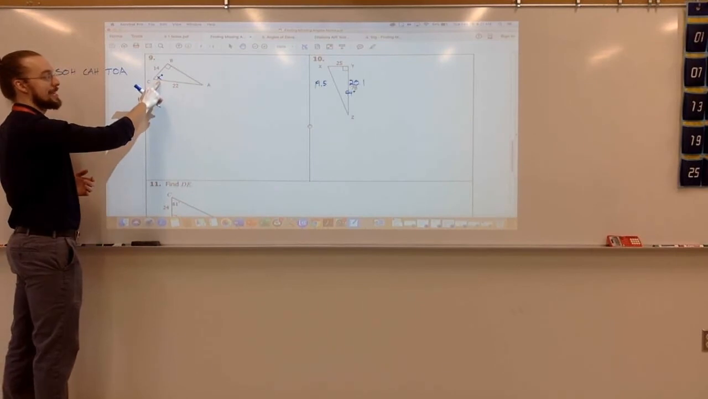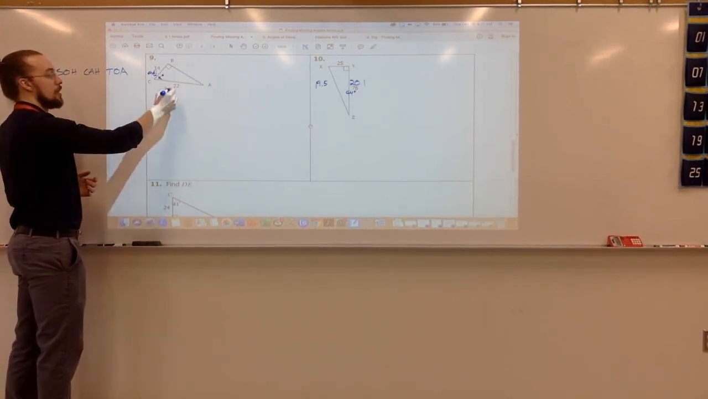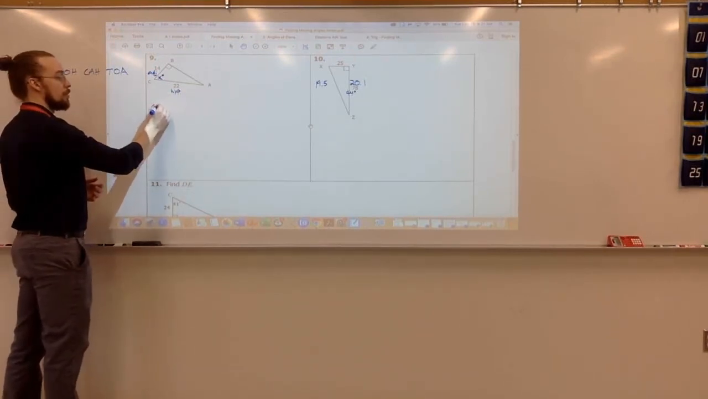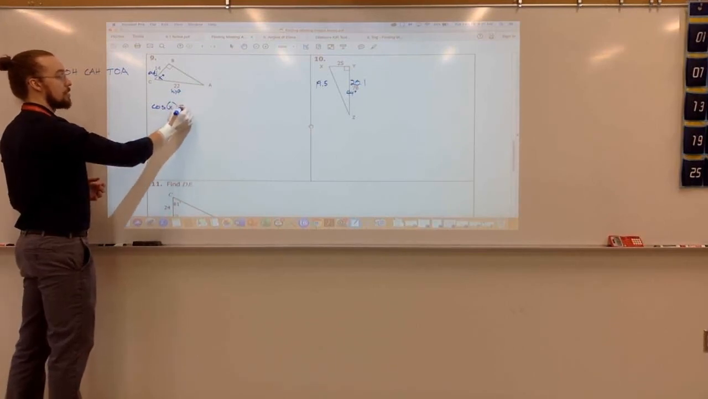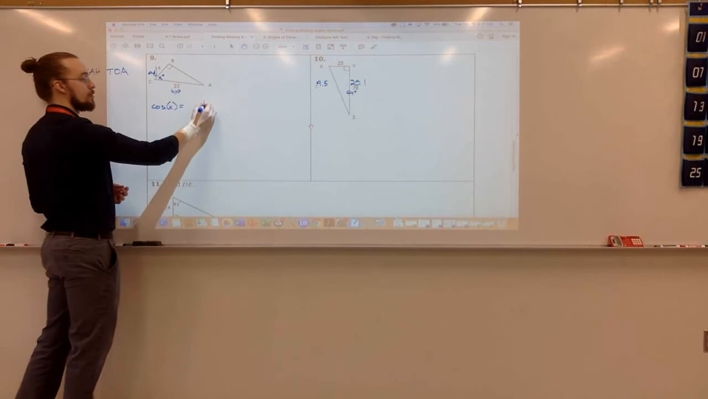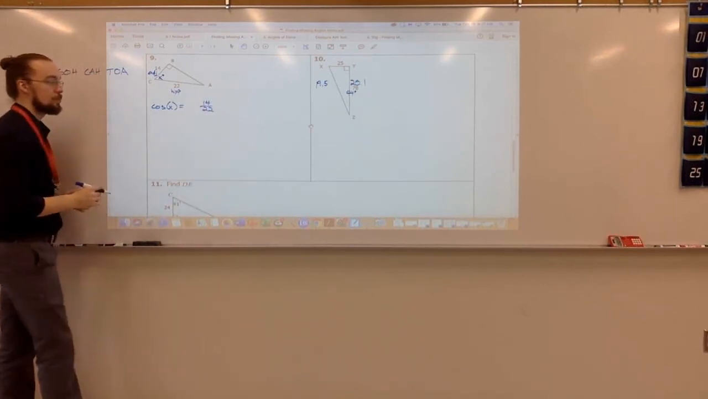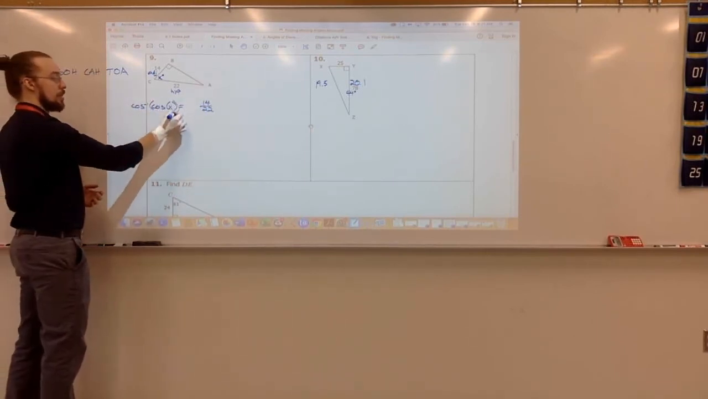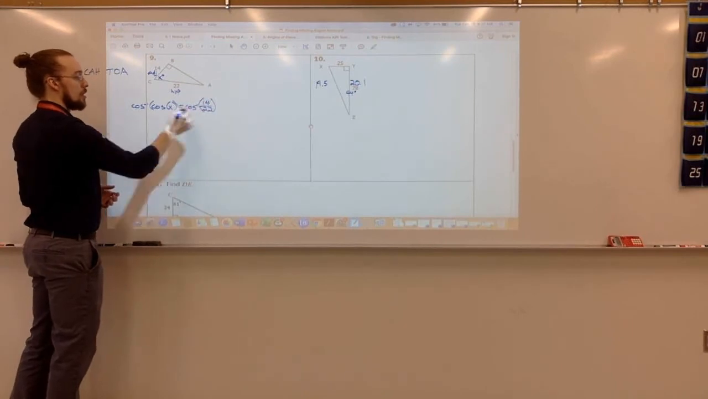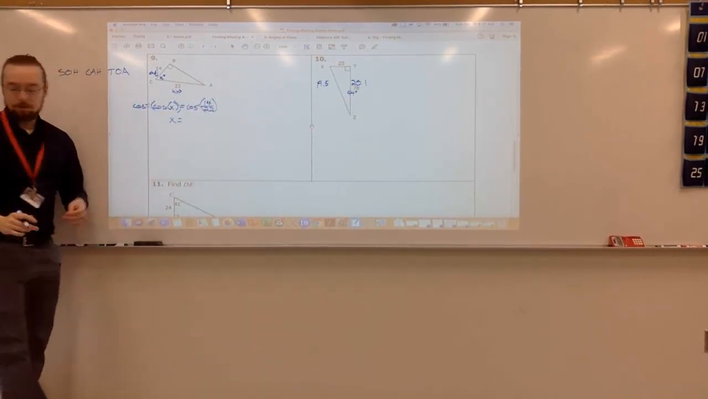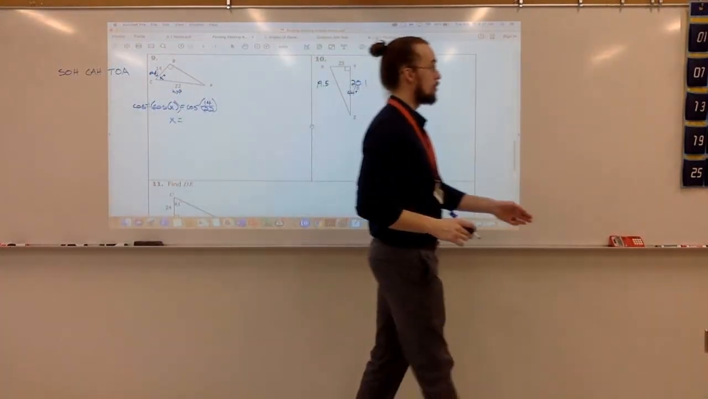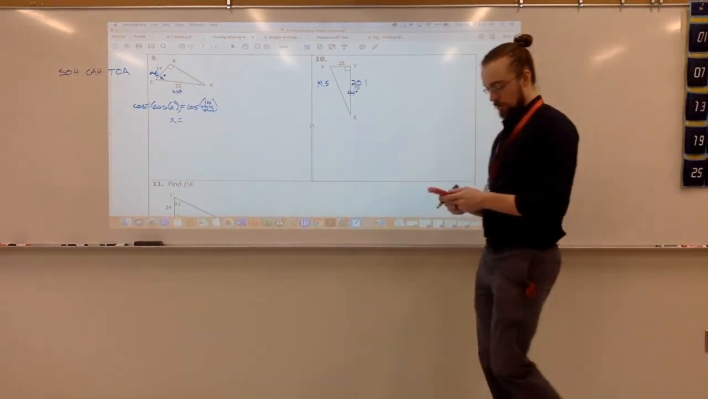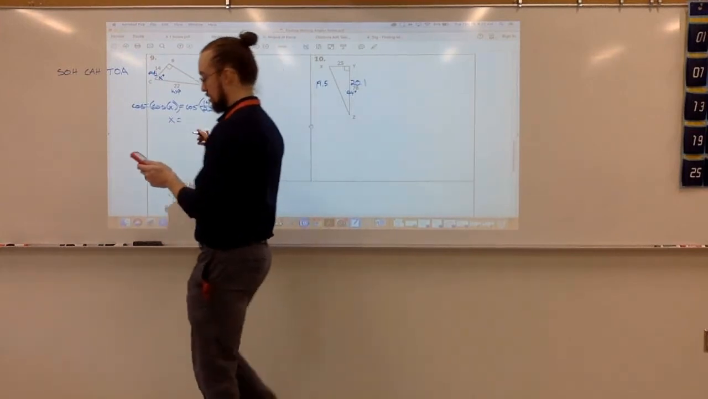So then with respect to this angle, this is the adjacent side. This is the hypotenuse. So I would use cosine. My setup would be cosine of x equals adjacent over hypotenuse, 14 over 22. Then to undo cosine, I take the inverse cosine of both sides. So these cancel out. And the inverse cosine of 14 over 22 is 50.5.